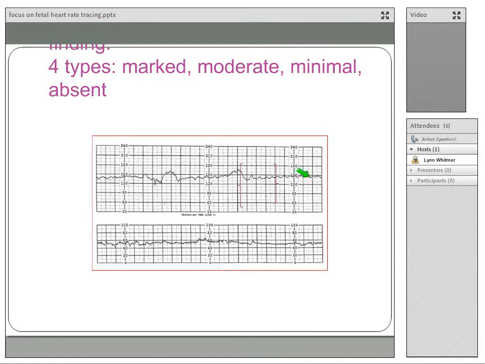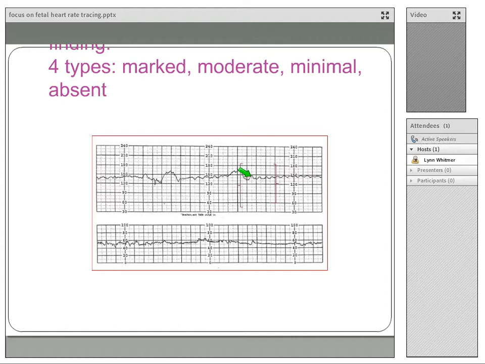Now, sometimes babies are in a minimal variability because they're asleep. Remember, babies sleep 20 out of 24 hours, and they do the same in utero. So he has a sleep pattern that he's going to establish throughout his day. And if we're continually monitoring someone over time, you're going to see a lot of sleep patterns.